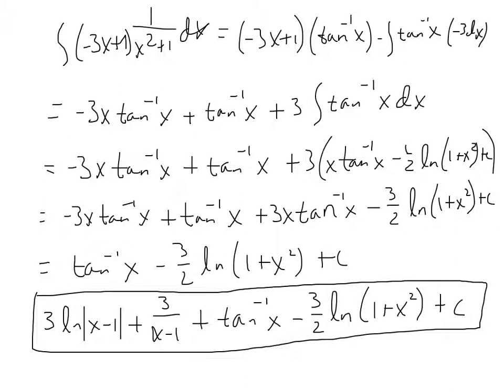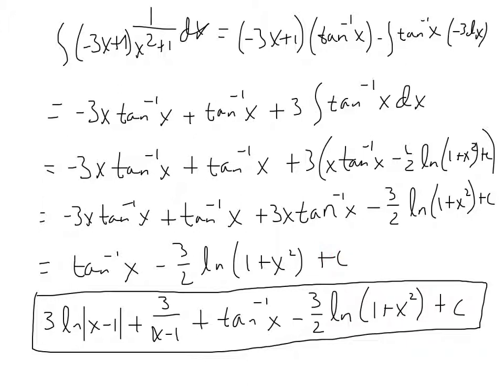So we have minus 3x inverse tangent x plus inverse tangent x. Now if I multiply this 3 through here, I'm going to have 3x inverse tangent x minus 3/2 natural log of (1 plus x squared) plus the constant. And what we realize is that these terms will cancel out, and we'll wind up with inverse tangent x minus 3/2 natural log of (1 plus x squared) plus C.